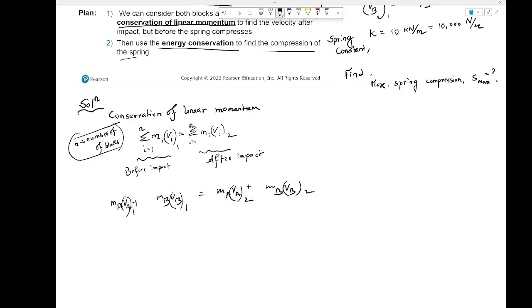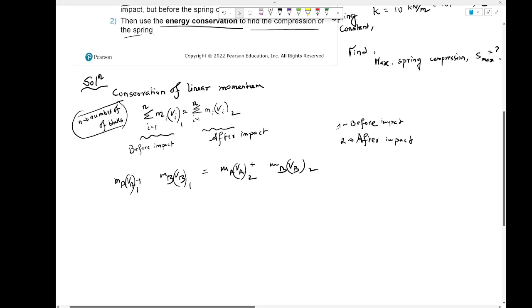Okay, 1 and 2 referring before and after the impact, right? I can write it this way. So 1 means before impact, 2 means after impact. Everybody understand? Are you taking notes?